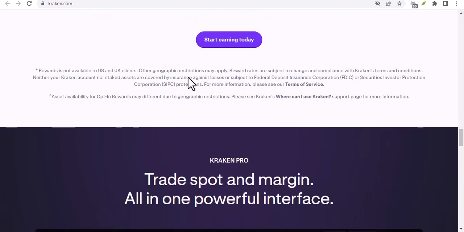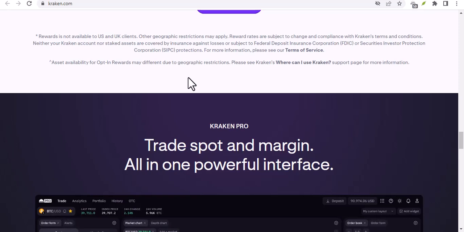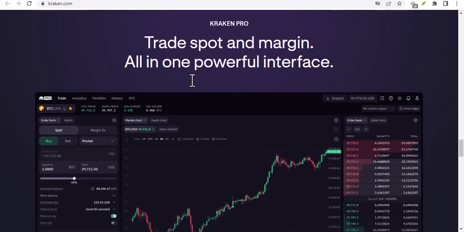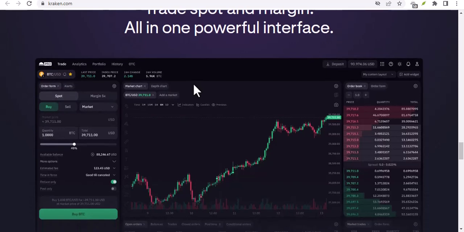Here are some of the benefits of using Kraken offline. You can access your account and trade history even if you are not connected to the internet. You can avoid the risk of having your account hacked or compromised by online attackers. You can trade more quickly and efficiently.